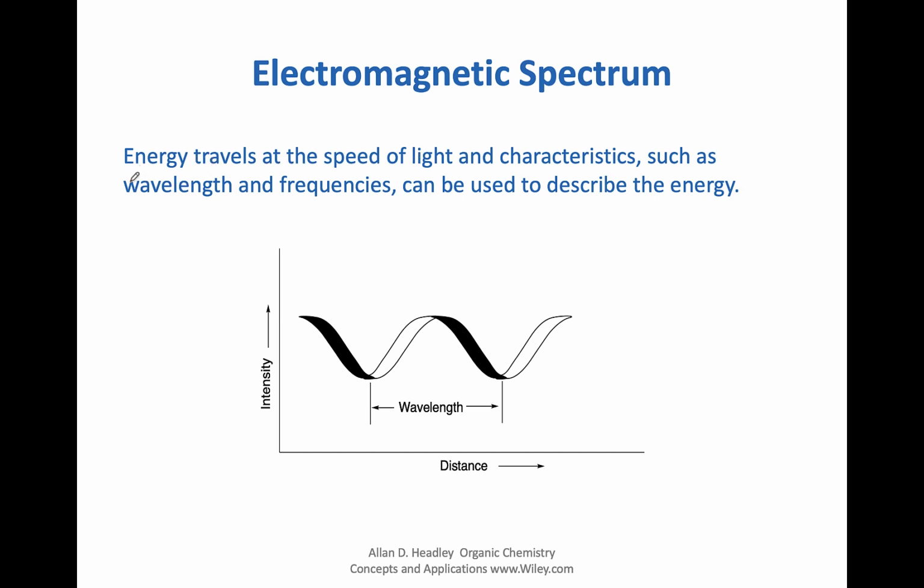So let us do a quick review of energy. This you have covered in your physics course, but as you know, energy travels at the speed of light, and there are some characteristics of energy. The two important ones that we will be stressing in this course are the wavelength and the frequency, but primarily the wavelength. The wavelength, of course, is the distance from one crest to the other. That's the wavelength of the energy that's traveling.